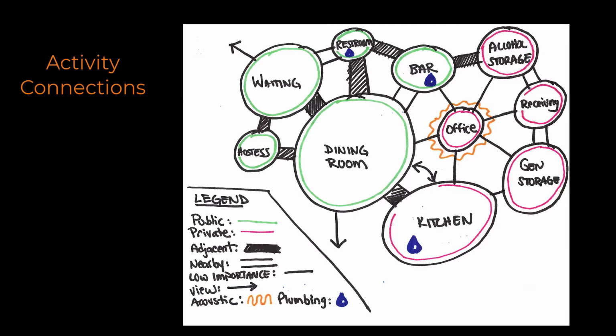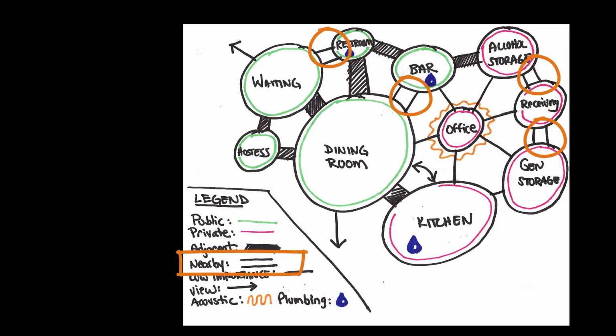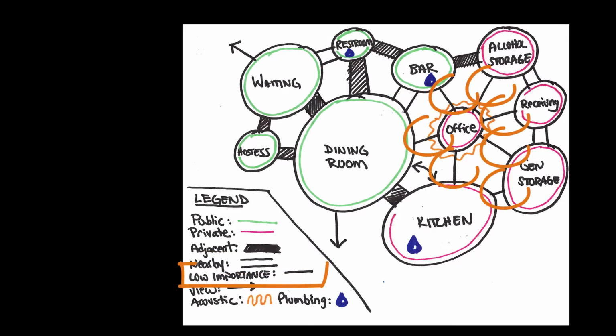So in general, immediate adjacency is shown in a dark thick line. Spaces that are to be placed near each other but maybe don't have that immediate adjacency need are shown with a thick unfilled line. Spaces that have some to little adjacency needs are shown with a single thin line, and spaces that have no relation to each other whatsoever do not have any activity connection lines drawn between them.